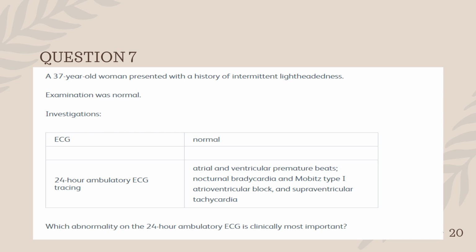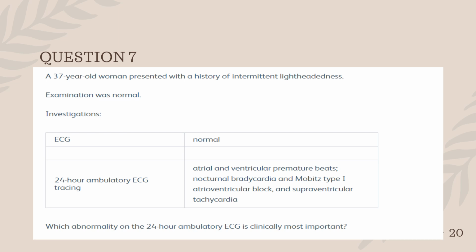Next question. A 37-year-old woman presented with a history of intermittent lightheadedness. Examination was normal. Investigation showed a normal ECG, and a 24-hour ambulatory ECG with atrial and ventricular premature beats, nocturnal bradycardia, Mobitz type 1 AV block and supraventricular tachycardia. Which abnormality on 24-hour ambulatory ECG is clinically most important? They are asking which abnormality seen in the 24-hour ambulatory ECG can explain the symptom of the patient, that is intermittent lightheadedness.